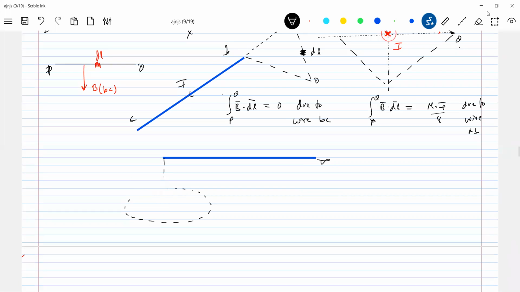What should be the value of B bar dot DL for this loop? The DL is this one. Let I be the current. Will you say 0?